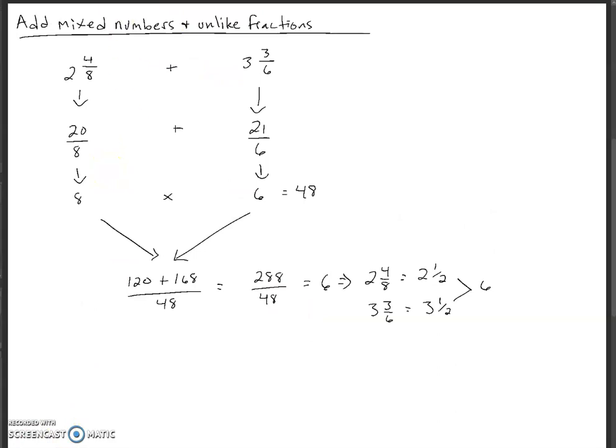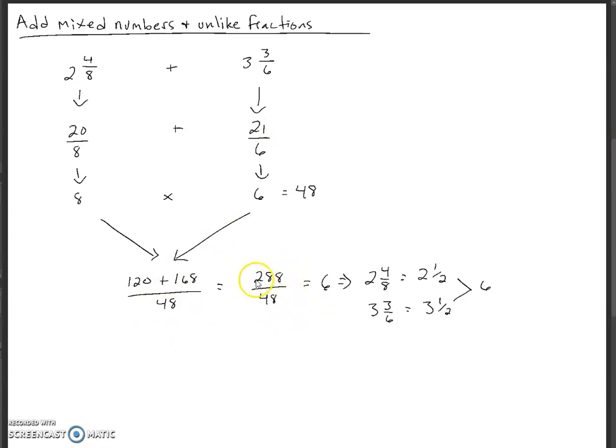So here, if we add mixed numbers and unlike fractions, 2 4/8, 3 3/6, we sort of kept it simple here. So we go through the process, gives us 28ths, gives us 21/6. We have to find a common denominator for the two. 8 times 6 gives us 48. So we will multiply this numerator by 6. We'll multiply this numerator by 8. Gives us 120 plus 168 over 48. Gives us 288 over 48.